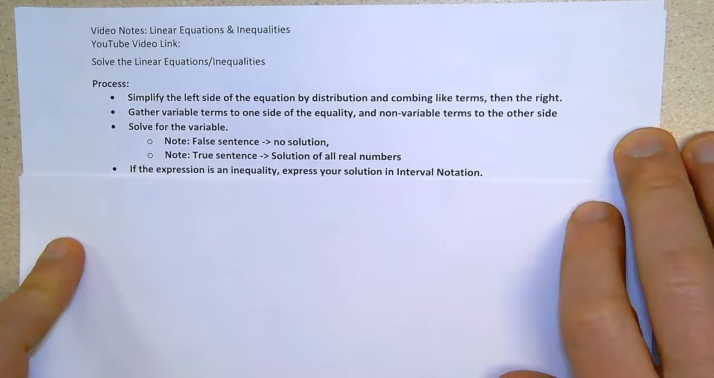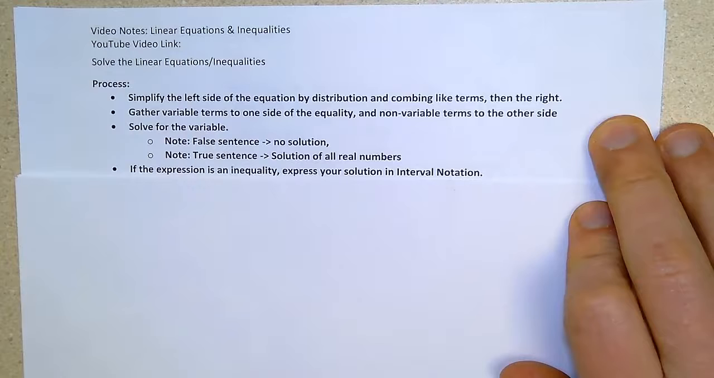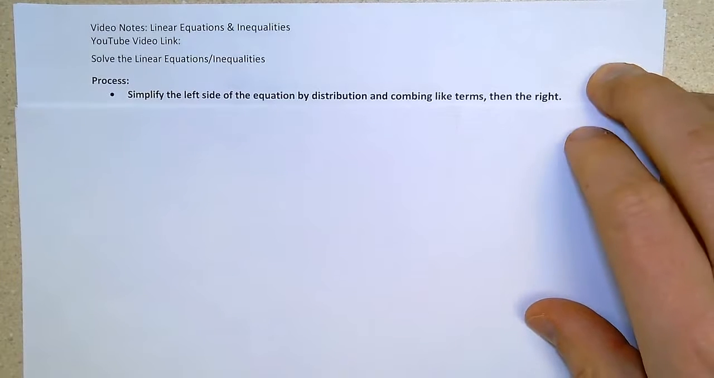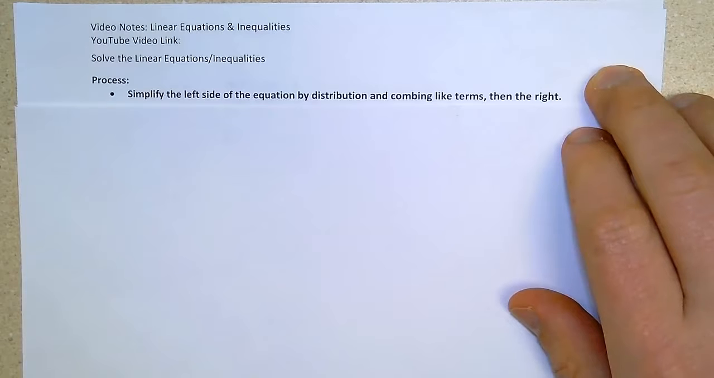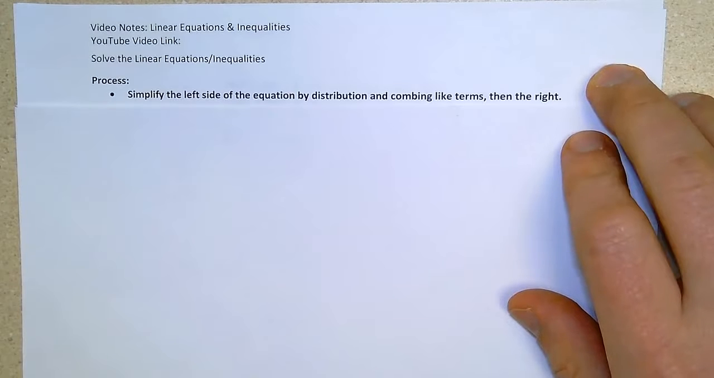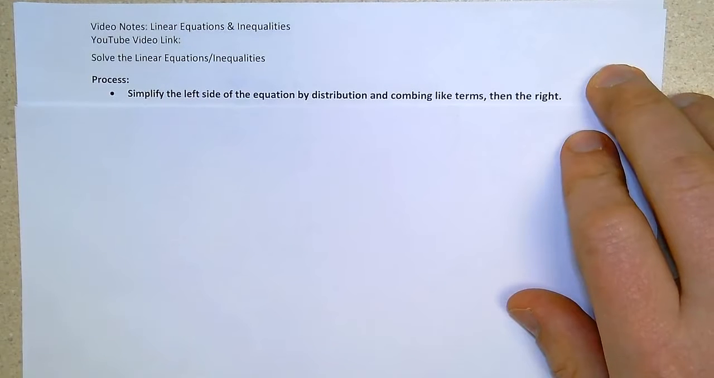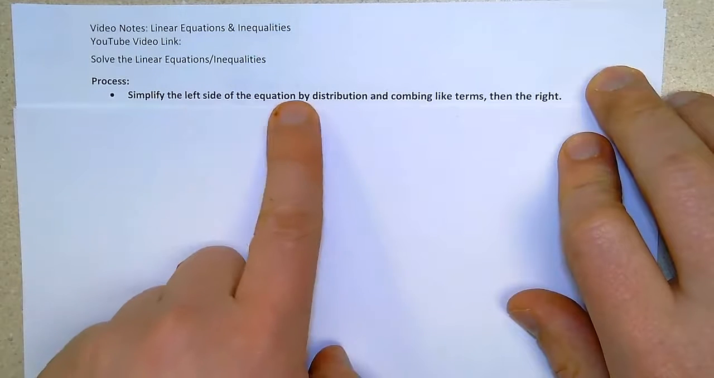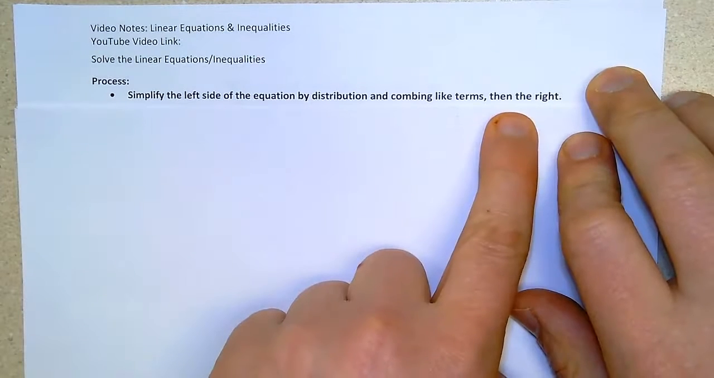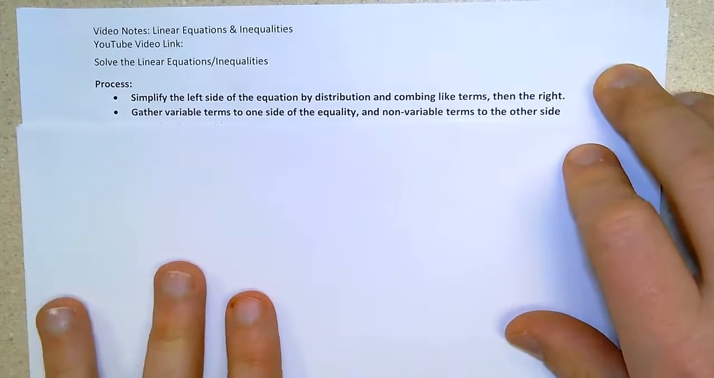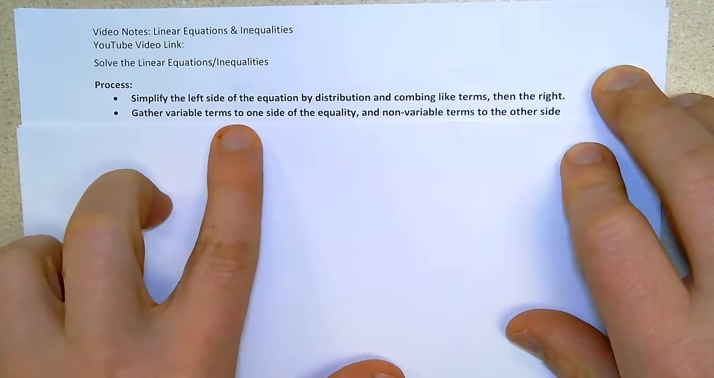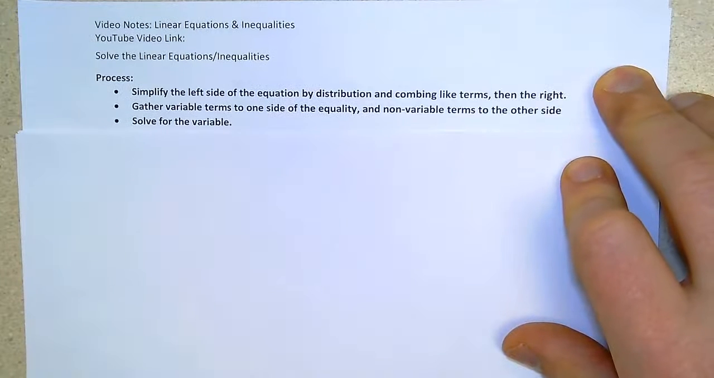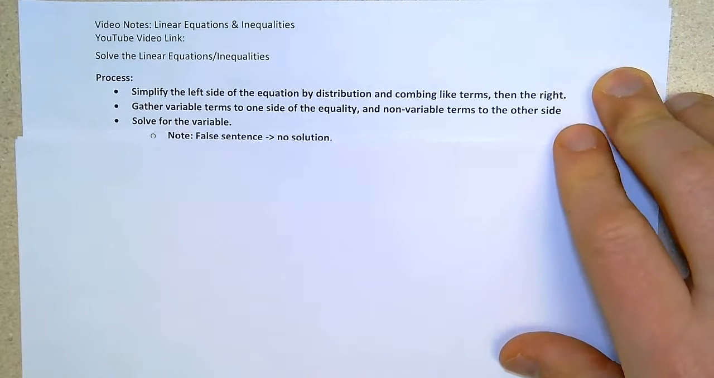Today's video is on solving linear equations and inequalities, and largely this is brushing up on our skills learned in Algebra 1. The goal is to gather all of your like terms together and solve for the variable. So we'll start off by simplifying the left side, combining your like terms. Then you do the same thing to the right. Then we'll gather the variable terms to one side of the equation and non-variables to the other, and solve for the variable, usually through division.